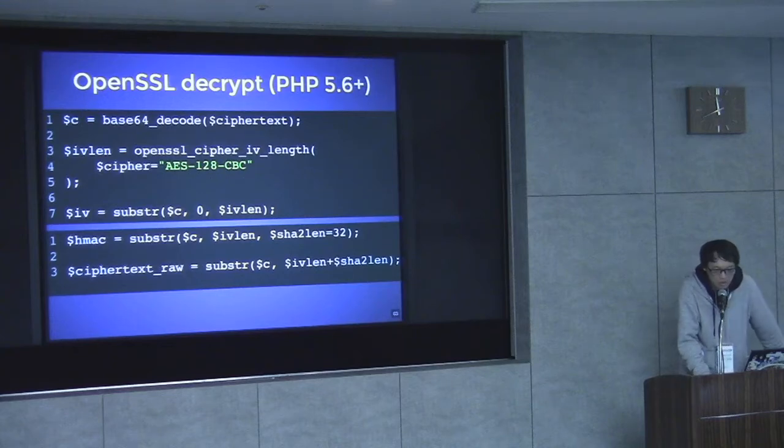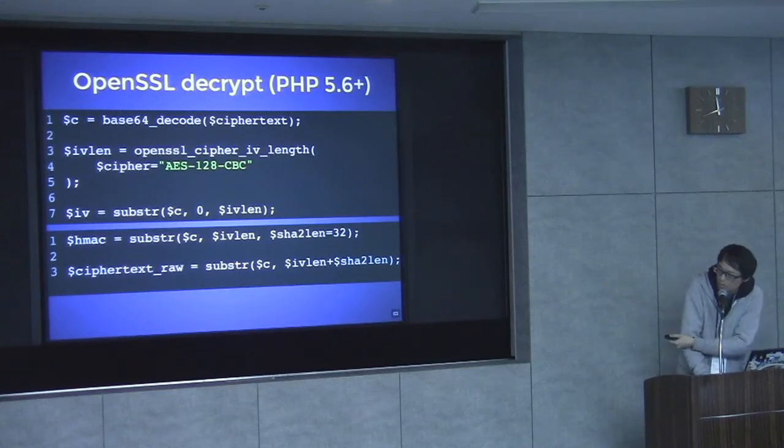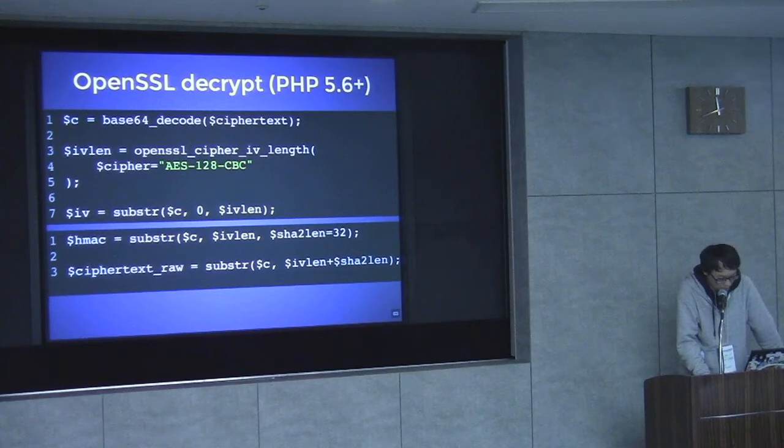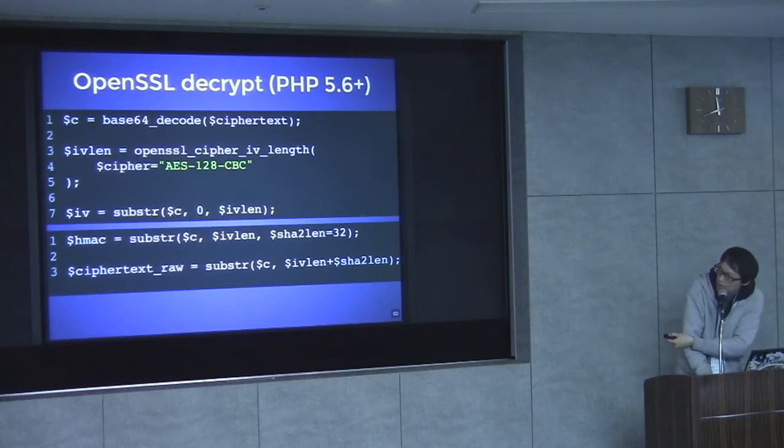And once the client receives the encrypted result, he can use this sample code to decrypt it. Firstly, the client uses base64 decode to decode the ciphertext. Then use the initialization vector length to get the initialization vector, the current initialization vector and the hash message authentication code value, then it can get the raw ciphertext.